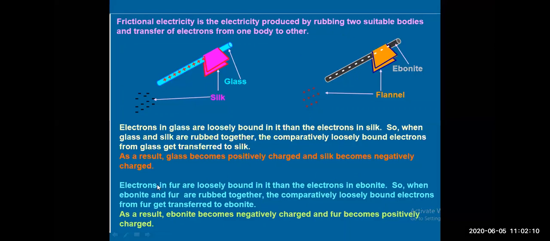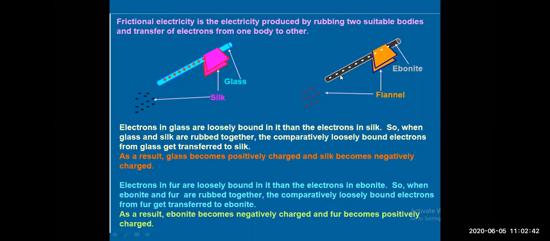Second example, electrons in fur or flannel are more loosely bound than the electrons in the ebonite rod. So when ebonite and fur, or ebonite and flannel, are rubbed together, the comparatively loosely bound electrons from the fur material will get transferred to the ebonite rod. As a result, ebonite becomes negatively charged and the fur becomes positively charged.